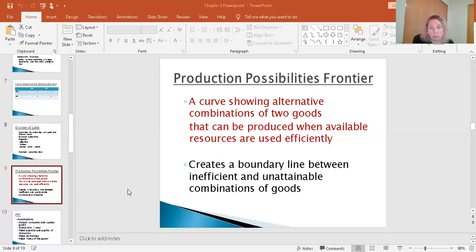So the nice thing the PPF does is it creates this boundary line between what's impossible to achieve given your current pool of resources and what is inefficient, combinations of goods that could be produced with your resources. Most of us are inefficient. You and I, I promise, are not productive every minute of every day. And most companies, okay, I'm going to go out on a limb and say all companies, are not efficient either with their resources. We do have a lot of waste.